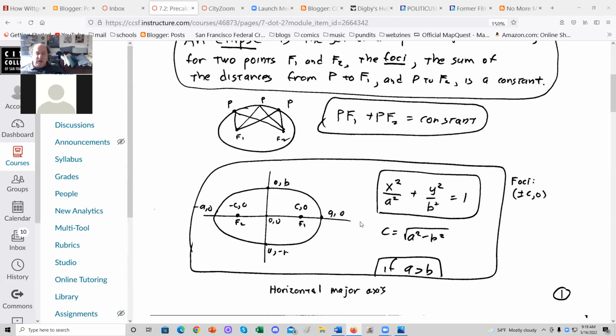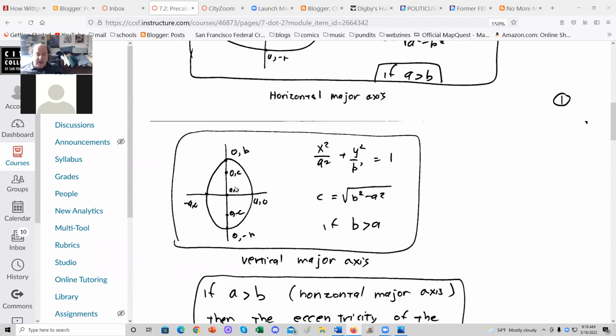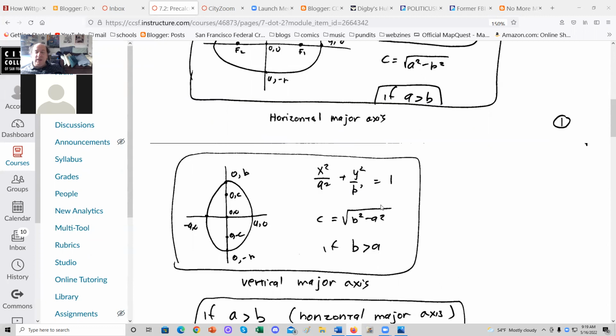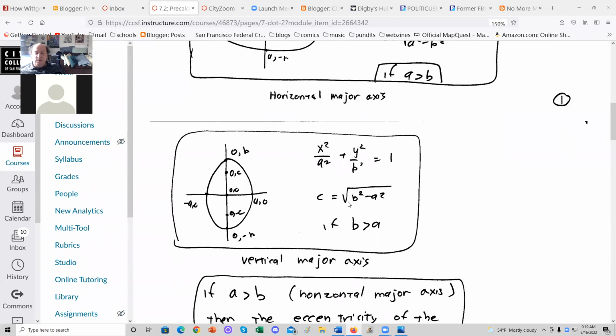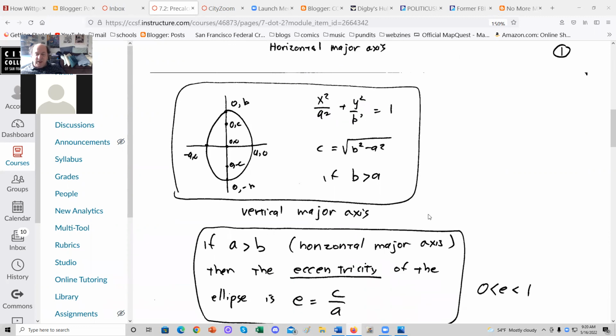Then the equation is x squared over a squared plus y squared over b squared equals 1, with the foci at plus and minus c by 0, where c is the root of a squared minus b squared. That's if a is bigger than b. If a is less than b, then you swap things around. This is what happens if b is bigger. That's still x squared over a squared plus y squared over b squared equals 1. But now c is, instead of root a squared minus b squared, root b squared minus a squared. So it's the root of the bigger squared minus the lesser squared. So that's for a vertical major axis.